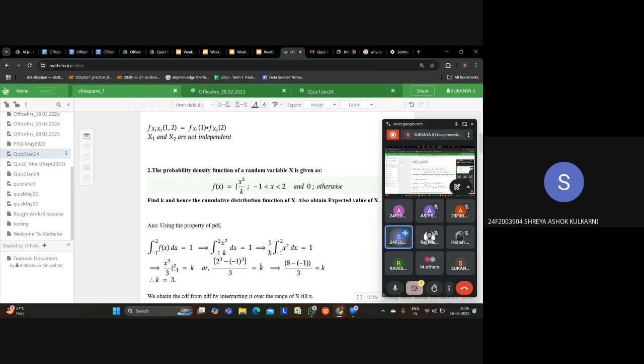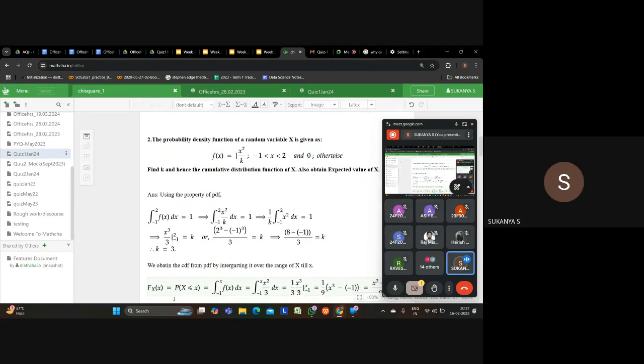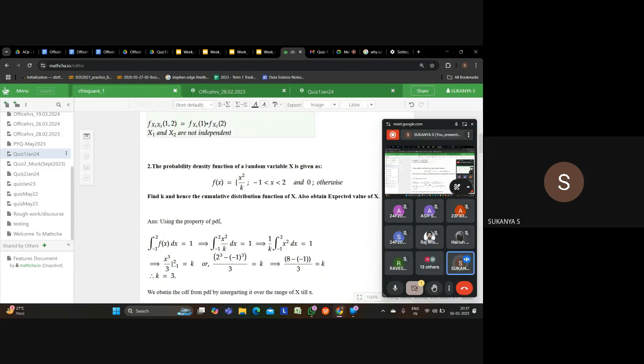-1 to x. Yes, right. To obtain the CDF from a PDF, you have to integrate from -1 to x f of x. Okay, can you find out now? This integral from -1 to x of x square by 3 dx.